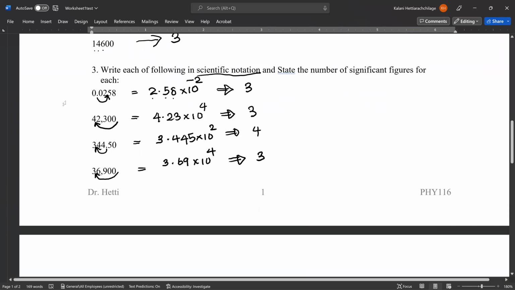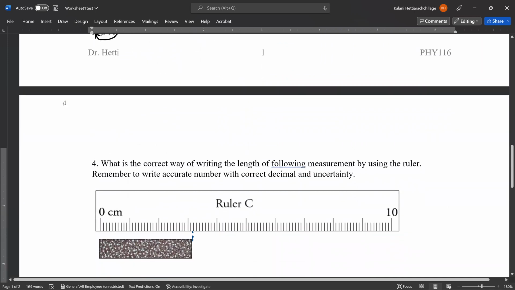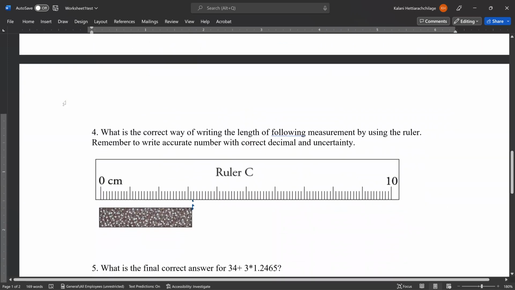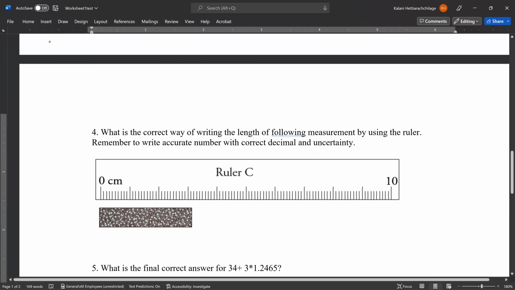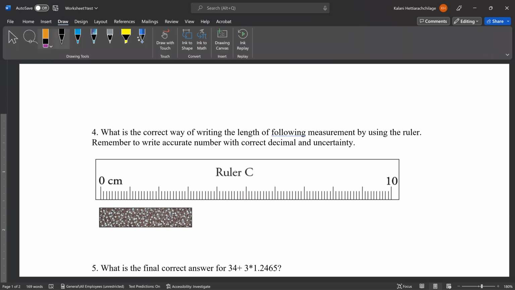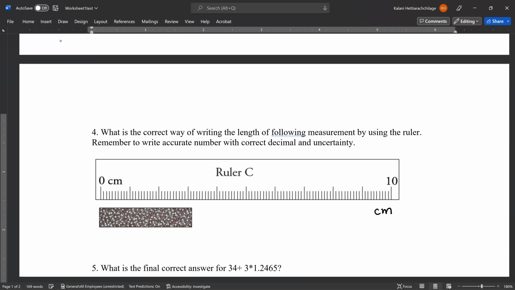Okay, it's very simple. Now let's move to the ruler. As I mentioned, a ruler reading should have 2 decimal places, and the last digit is 0 or 5. That is your estimation, and your uncertainty is 0.05 in centimeters. One thing: the unit is centimeter, which you always need to write, right?